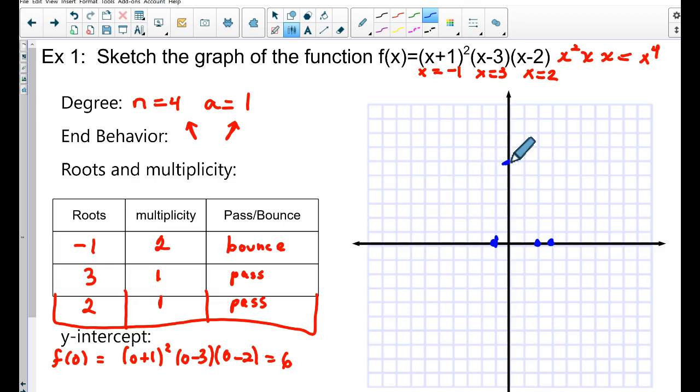So we see that the end behavior is rise to the left and rise to the right, and we know we're going to bounce at -1, so the curve is going to look like this. It's going to pass through 2 and come again, pass through 3. And there you have the function. Notice you're bouncing at -1 and you're passing through at -2. I'm sorry, +2 and +3.